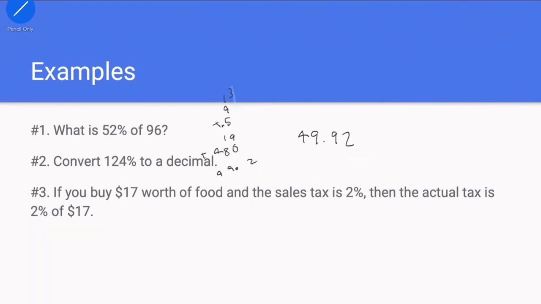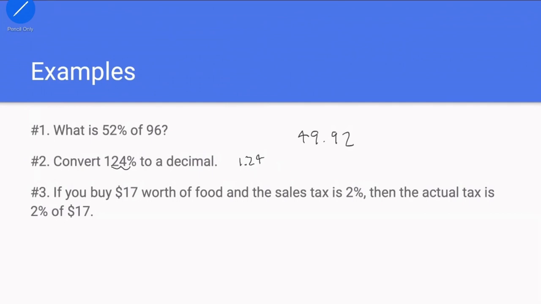I'm just going to erase all of this, because I need space. Convert 124% into a decimal. You move it over 2. You get 1.24. Also, can't forget the decimal point, very important.